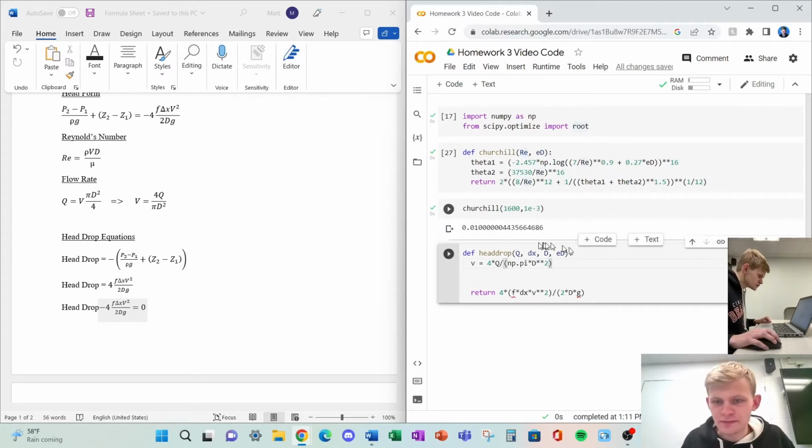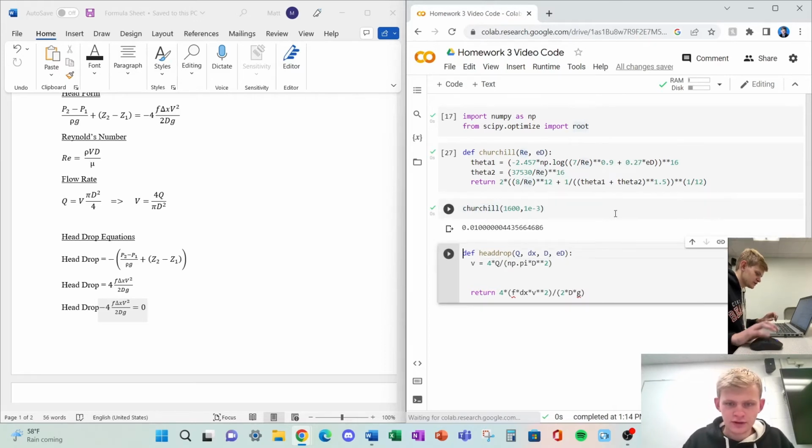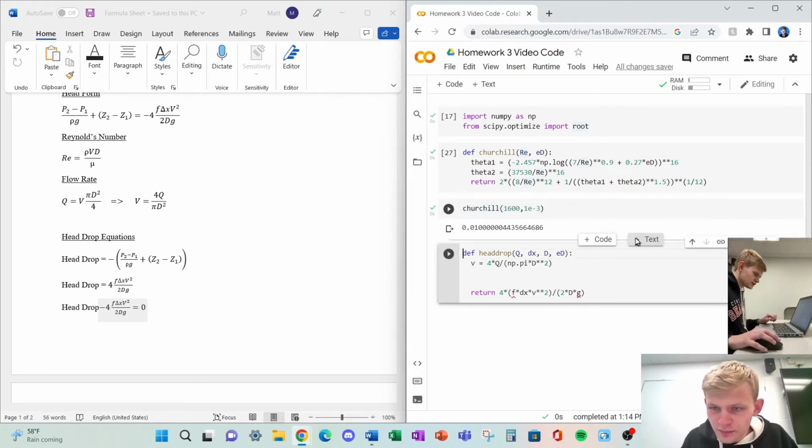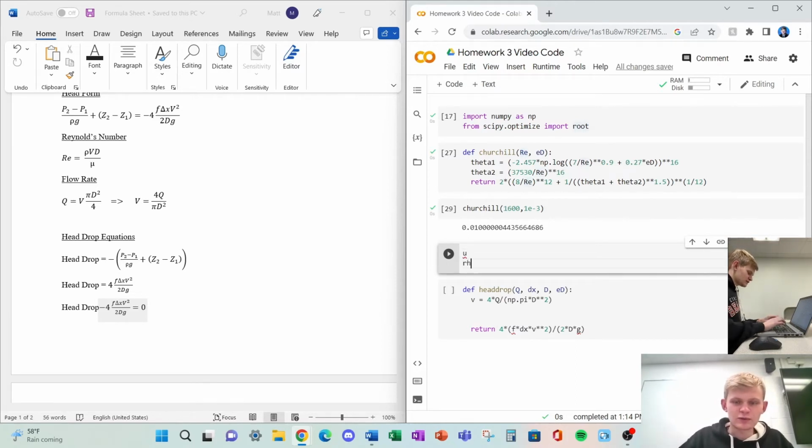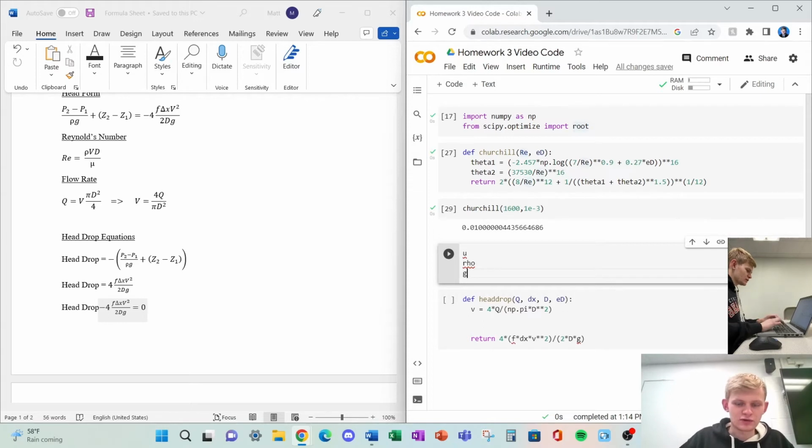Oh shoot, I made a mistake real quick. I'm going to come back up here and insert another line of text in here because I mentioned it, but I completely forgot to write them out. So we need our viscosity, our density, which we're going to say is rho, and we also need our gravity.